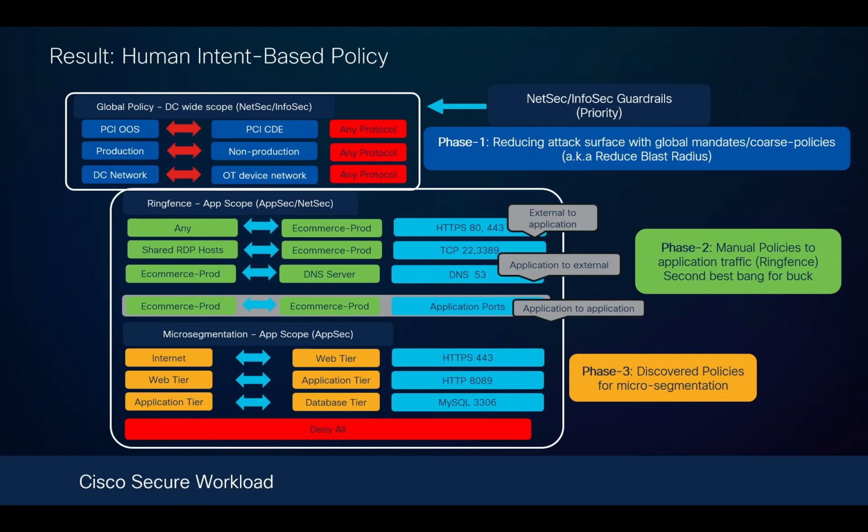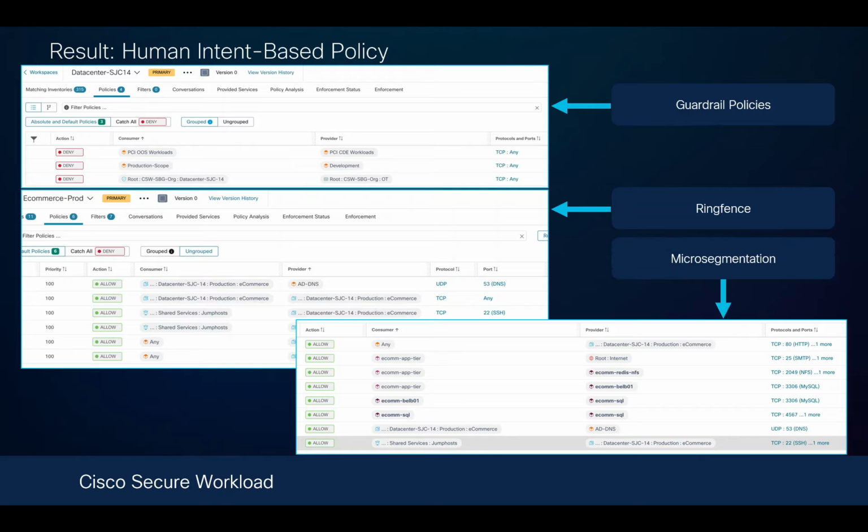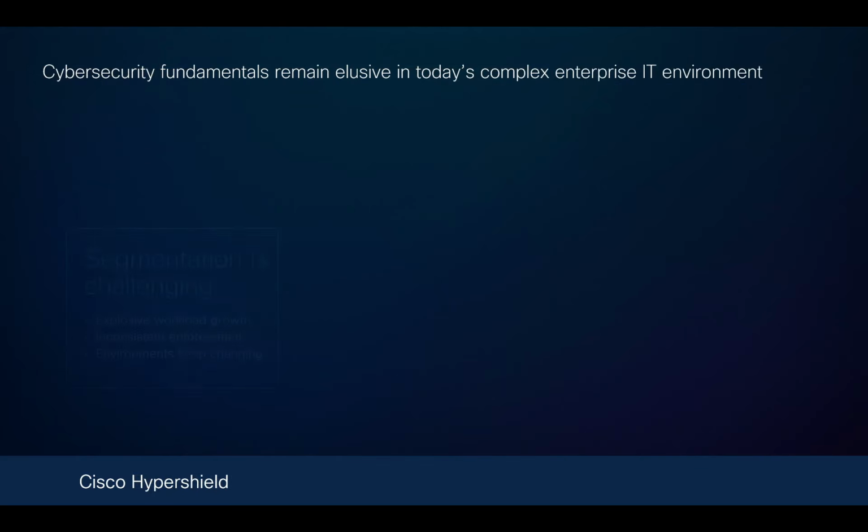And then we get all the way down to the application and start driving towards full microsegmentation and building out policies discovered with application dependency mapping, and ultimately result in a deny all at the very bottom. And this is a zero trust outcome. And we're finally driving towards a human intent-based policy that we can understand that provides the guardrails, the ring fencing, and ultimately microsegmentation within the workload environment.